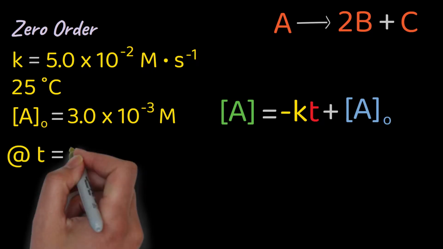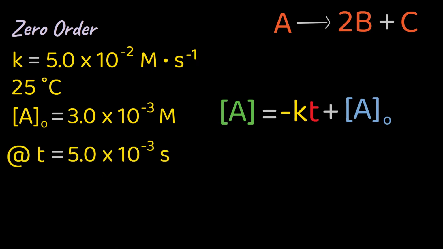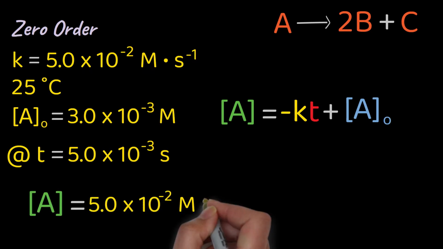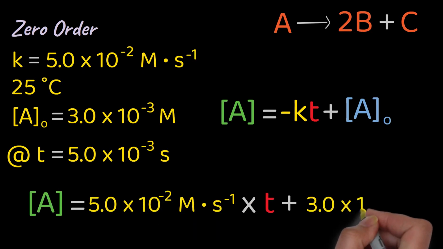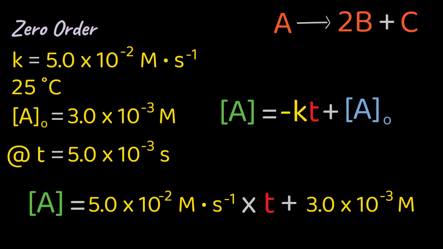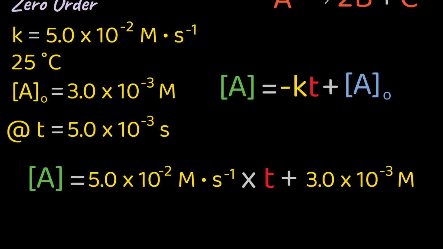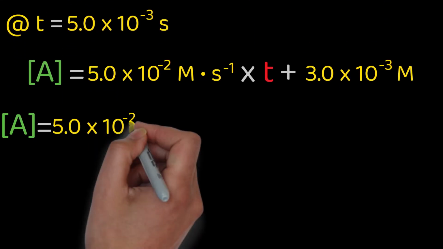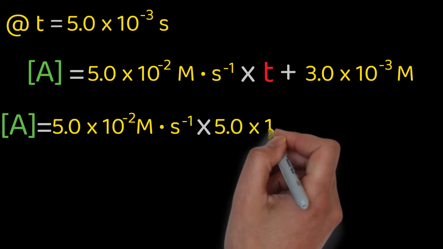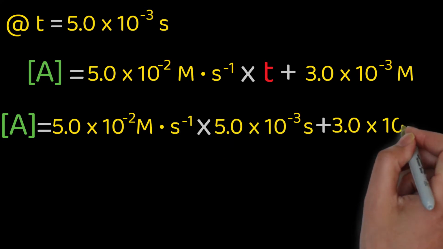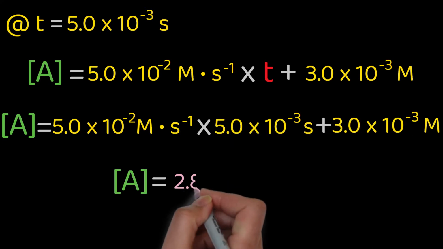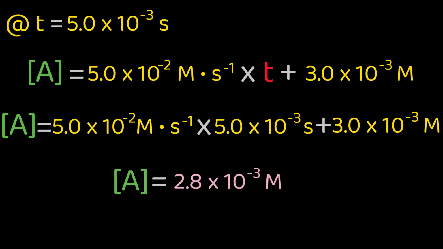So, the concentration of A at any time is equal to negative k times t plus the initial concentration of A. We have the initial concentration, and we have k, which gives us this equation. We can simply plug in for time t and solve for the concentration of A. We get 2.8 times 10 to the minus third molar.